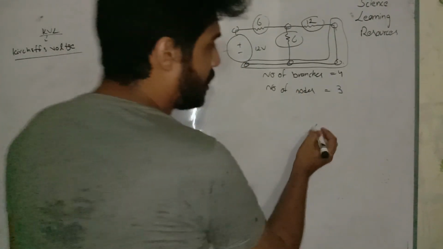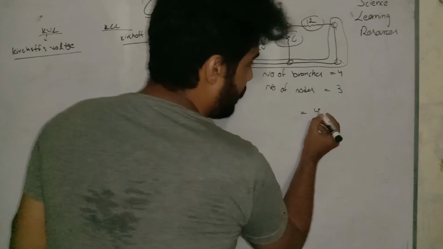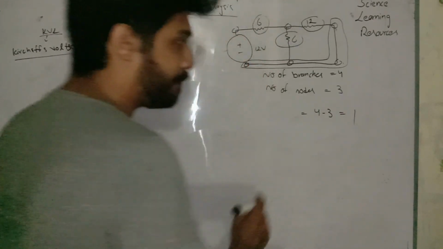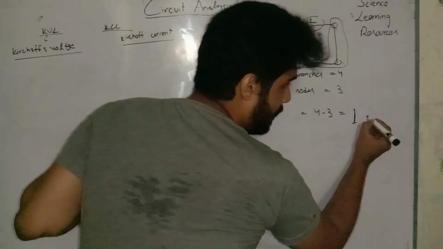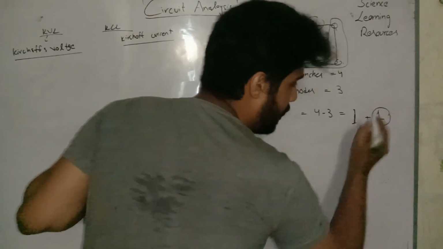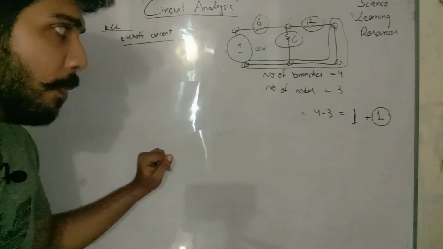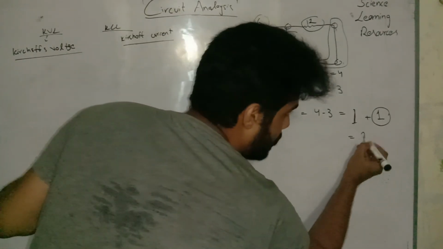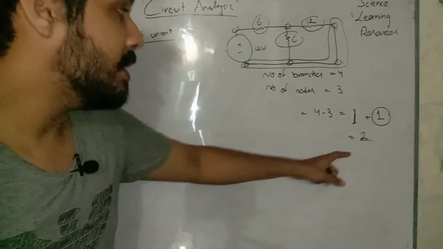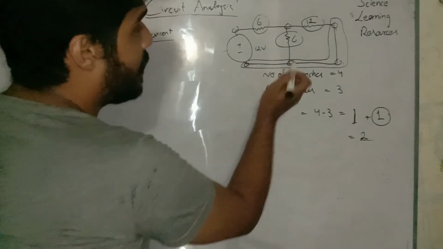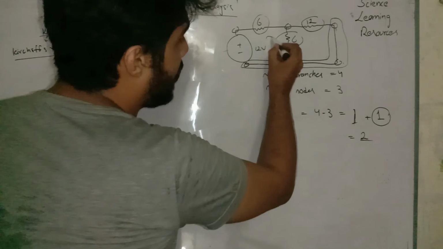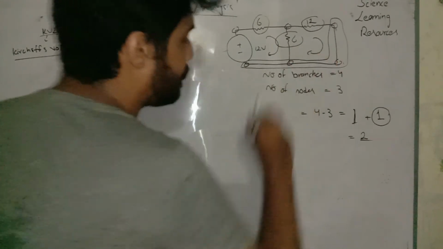Now we have to subtract the number of nodes from the number of branches. We will get 1. But in every case we have to add an additional 1 in every circuit analysis problem. So we'll get 2. This number will tell you how many loops will be required in order to solve this. So from this I just have to apply 2 loops.